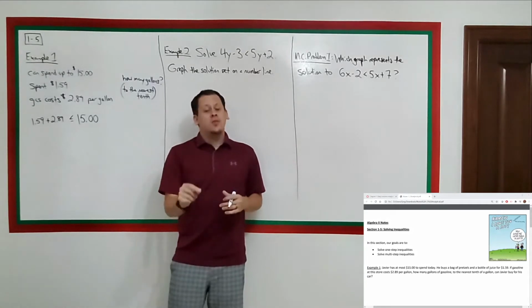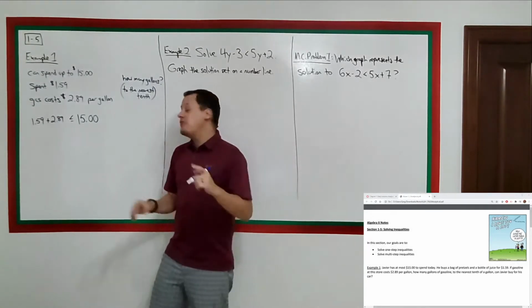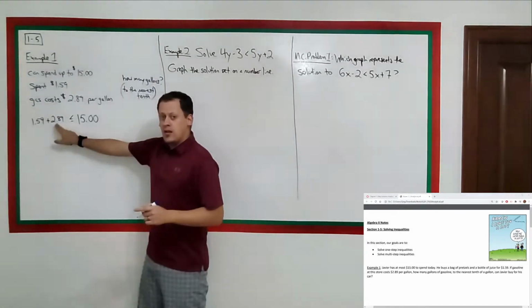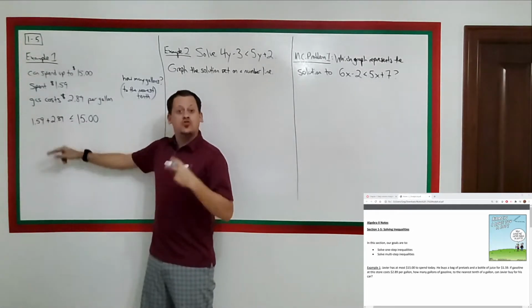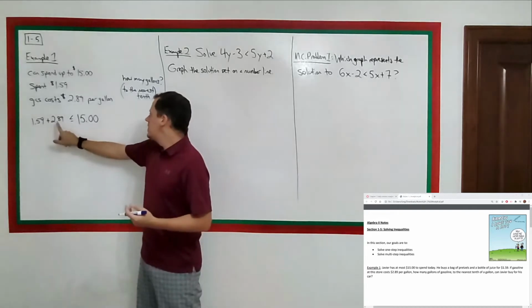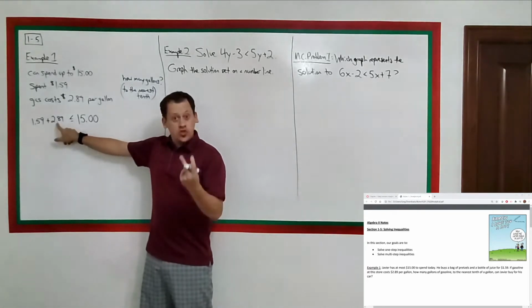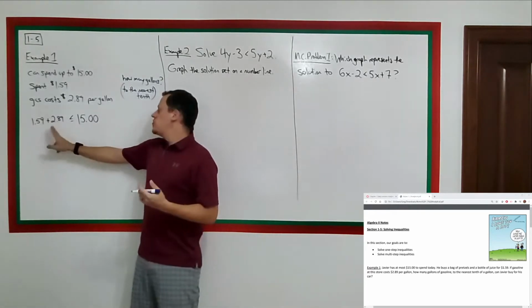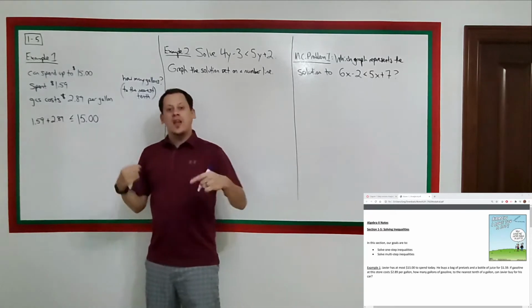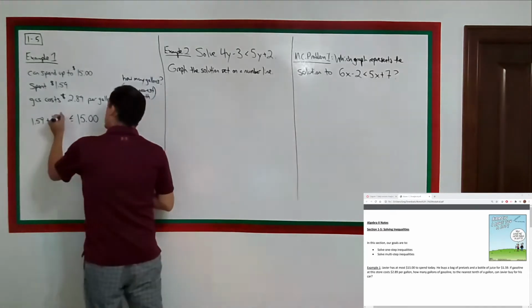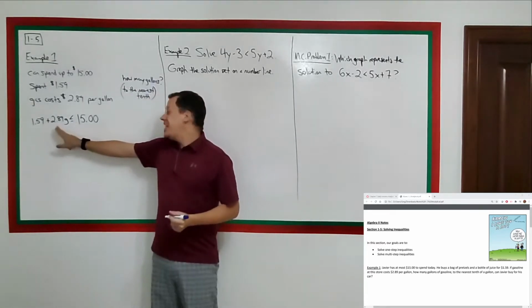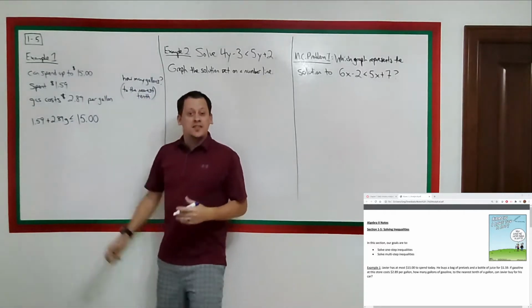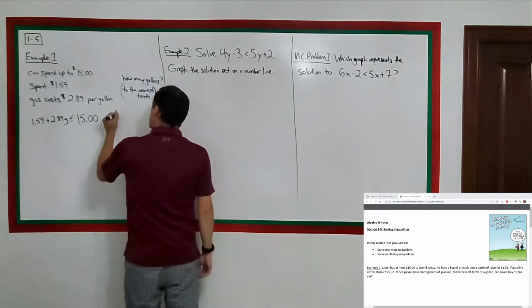The thing we need to know is how many gallons of gas he can buy. Every gallon costs this much. So 1 gallon costs $2.89. 2 gallons cost $2.89 times 2. 3 gallons cost $2.89 times 3. So the number of gallons needs to be multiplied by $2.89. And I'm going to call that G to stand for the number of gallons of gas.